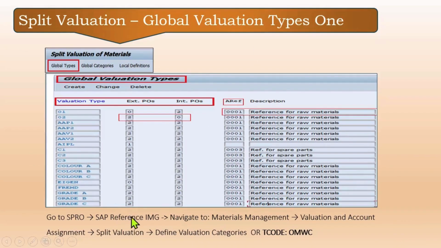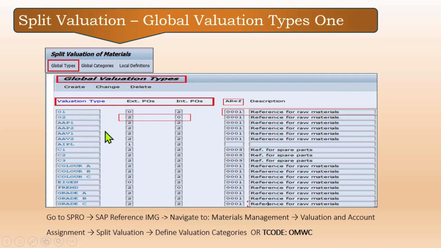This is where we will be logging into the system and doing the configuration. As usual, there are two ways to log into the system. One is through the SAP reference IMG guide. Another is to directly use the transaction code OMWC and do the configuration. Once you click on define valuation categories, this screen will pop up. Here you'll have three tabs: global types, global categories, local definitions. This is the global types screen, where we will be creating our global types.